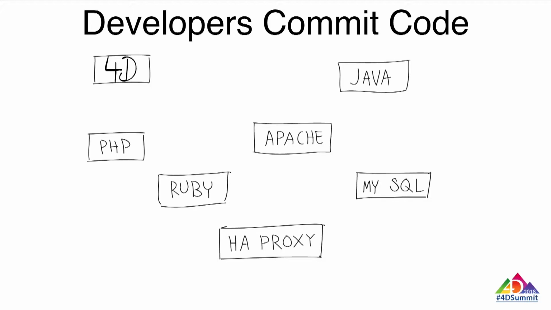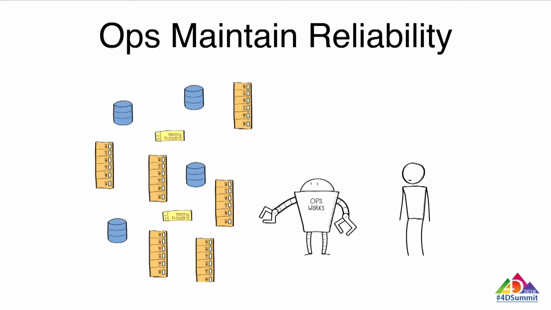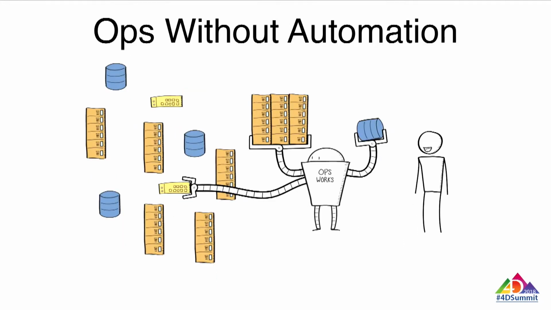You may have a combination of different applications on the cloud. 4D alone may not be sufficient for your requirements. So that's another reason to automate the delivery pipelines. So over time, ops maintain reliability, and they do juggle a lot of things.